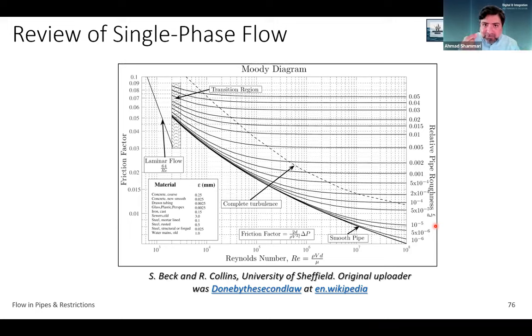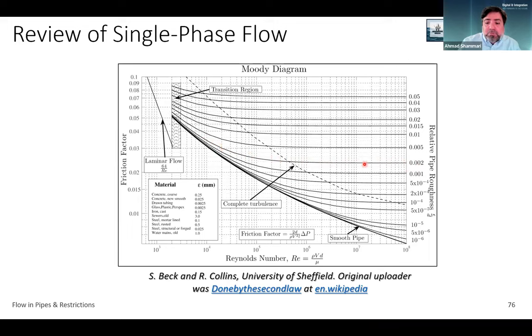If we divide this roughness by the diameter, we get what we call the relative pipe roughness. This can be as small as 10 to the power minus 6, and as high as 0.05. Depending on the relative pipe roughness, we have curves. So for example, if I calculate the relative pipe roughness to be 0.02, then I'm going to use this chart.